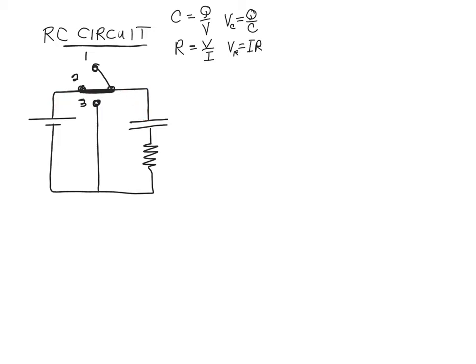Now the best way of visualizing this is to create 4 graphs of what's happening at the capacitor and the resistor, and those 4 graphs will be the voltage across the capacitor, the charge on the capacitor, the voltage across the resistor, and the current going through the resistor. So let me pause the video and I'm going to change the drawing.